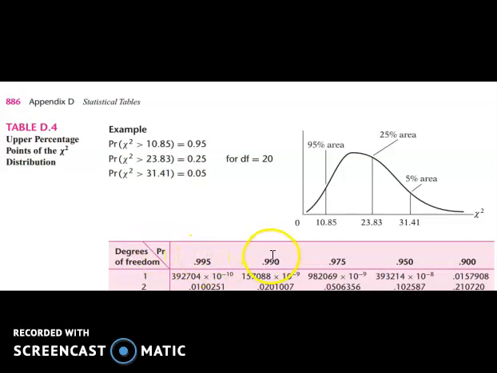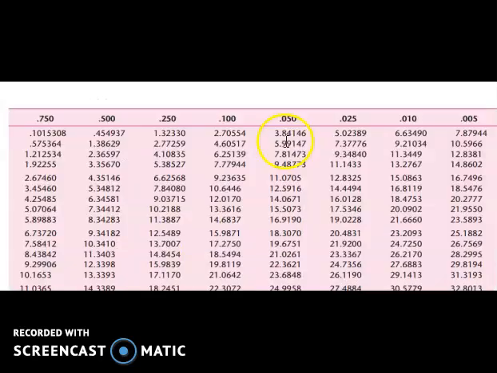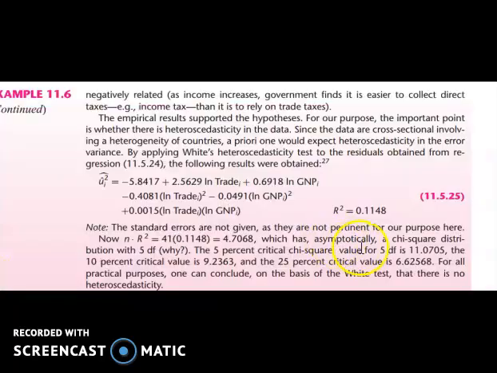If you look at the table, there are a few pages for the chi-square distribution. The second page will give you the 0.05 or 5% upper tail. So this is the alpha, and then you have the degrees of freedom, which is 5, so you look at the fifth row: 1, 2, 3, 4, 5. The critical value is 11.0705. Comparing the test statistic 4.70 and the critical value, it is lesser. Therefore, based on the White test, there is no heteroscedasticity.